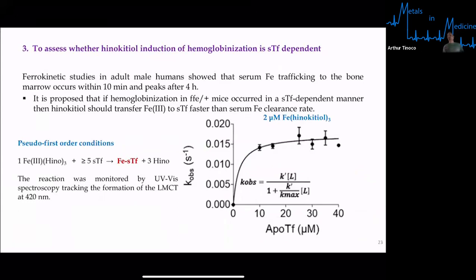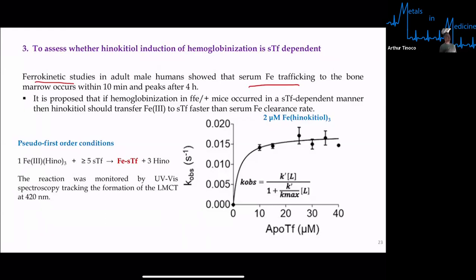Thermodynamically, this is in favor of iron bound to the protein. But in terms of the kinetics, how fast? Is this physiologically relevant at all? So they wanted to put this in a context. They said ferrokinetic studies in adult male humans show that serum iron trafficking to the bone marrow occurs within 10 minutes, and it peaks at about 4 hours. So we're talking about a time frame of 10 minutes. Is this exchange between the ligand and the protein faster than that time frame? Otherwise, this just doesn't make much sense at all.